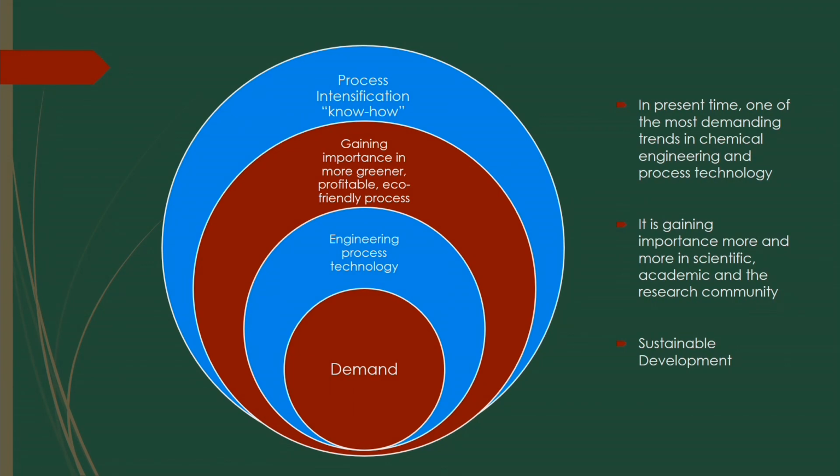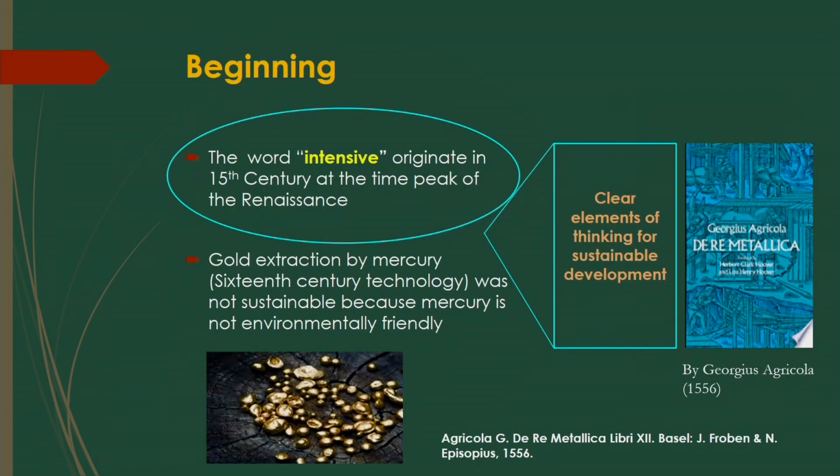Now, macro to micro, then nano is coming, even the development of different catalysts or materials in the market by the process intensification from macro to nano, and getting more process development in a sustainable way. So, these are the main things. In present time, you can say it is one of the most demanding trends in chemical engineering and process technology, by which you can get eco-friendly and sustainable processes to develop greener products.